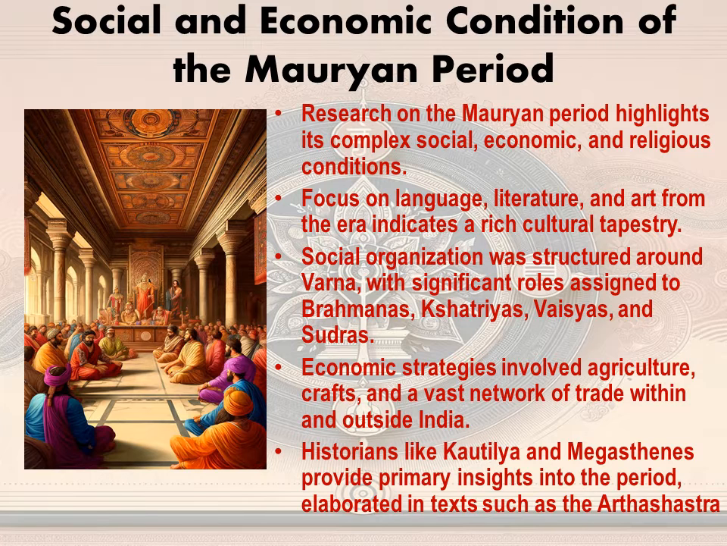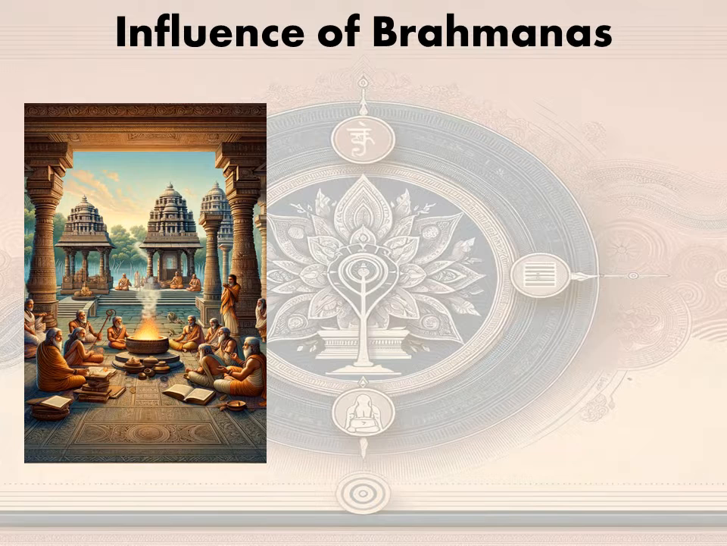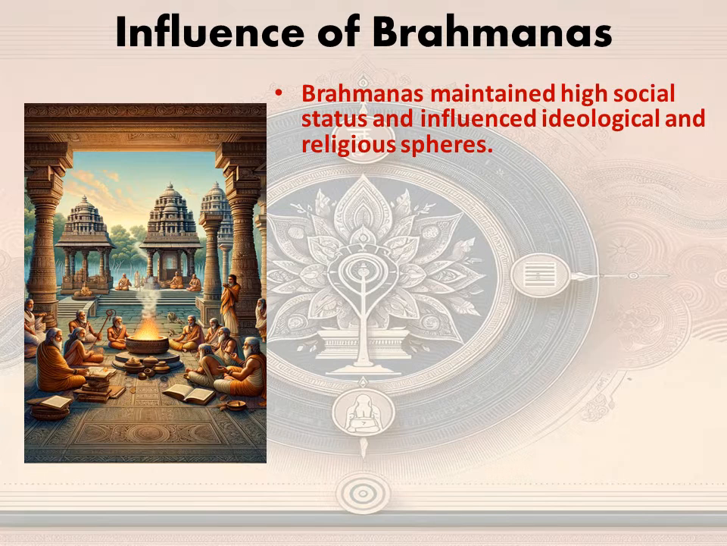of the Mauryan period. Now, how was the influence of Brahmanas in the Mauryan society? Brahmanas maintained the highest social status and influenced the ideological and religious spheres. So they were at the highest social status, and as usual, they influenced all the ideological activities of the state, and also they used to control the religious policies that a state should follow.